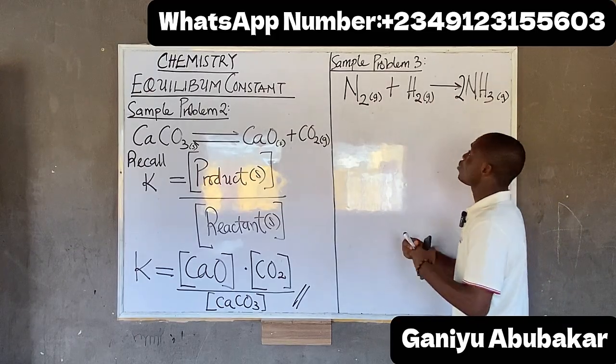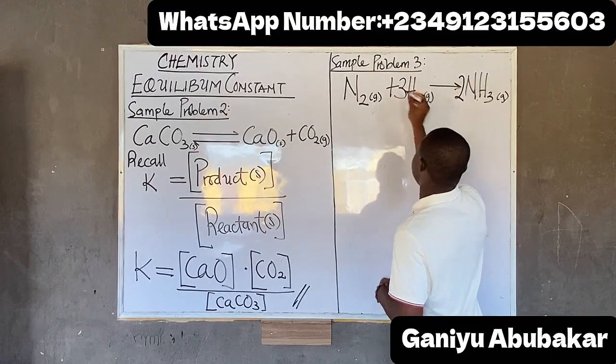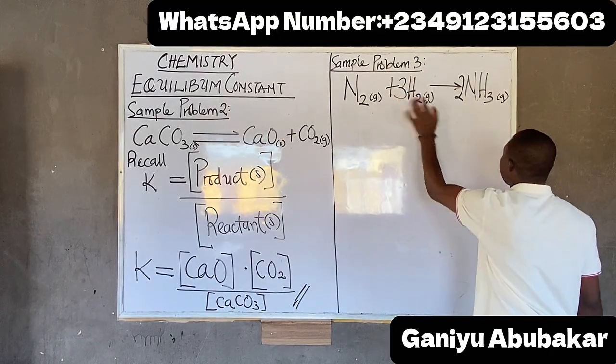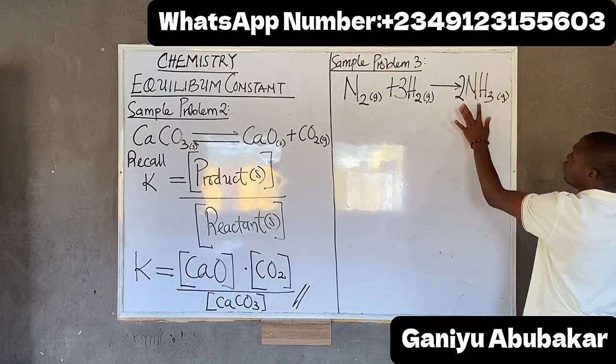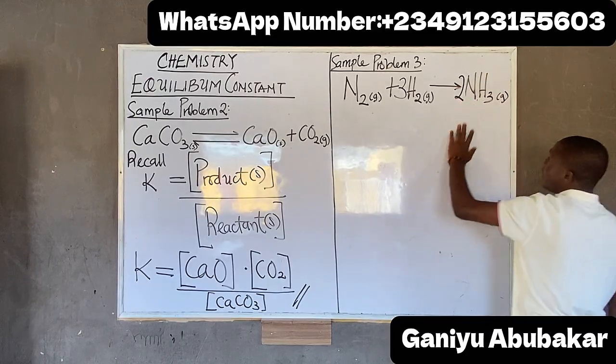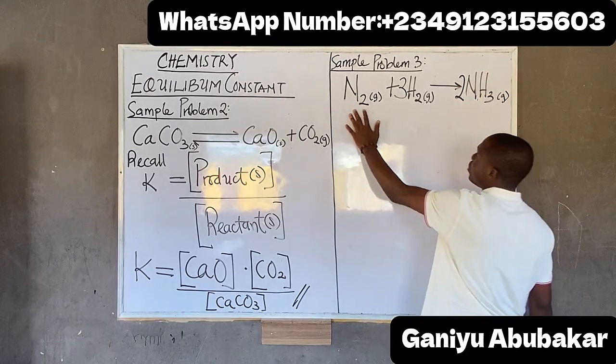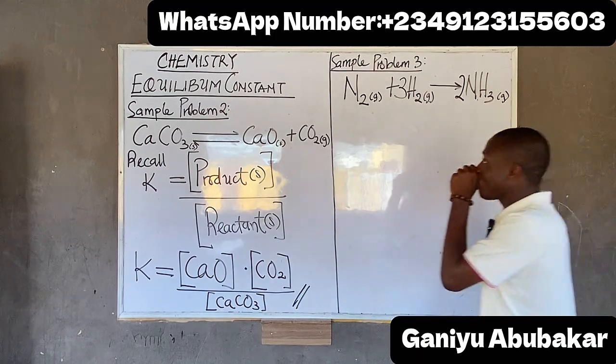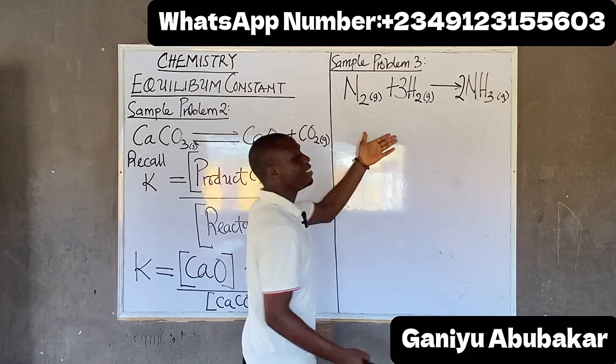So to balance this 2, I have to put what there? 3 here. So in other words, this gives you 2 times 3, that gives you 6 hydrogen here. 6 hydrogen here. 2 nitrogen here. Of course, 2 nitrogen here. This equation is now balanced. Please, this is now balanced.